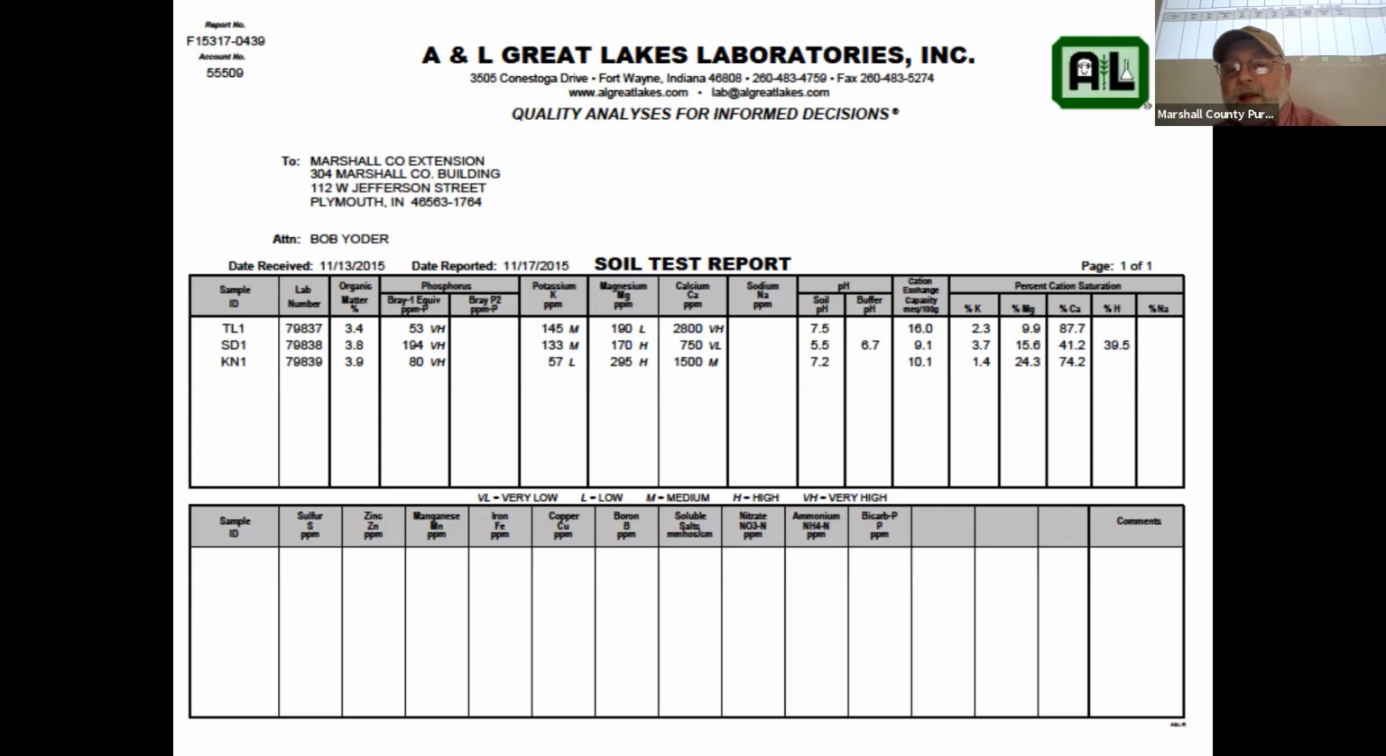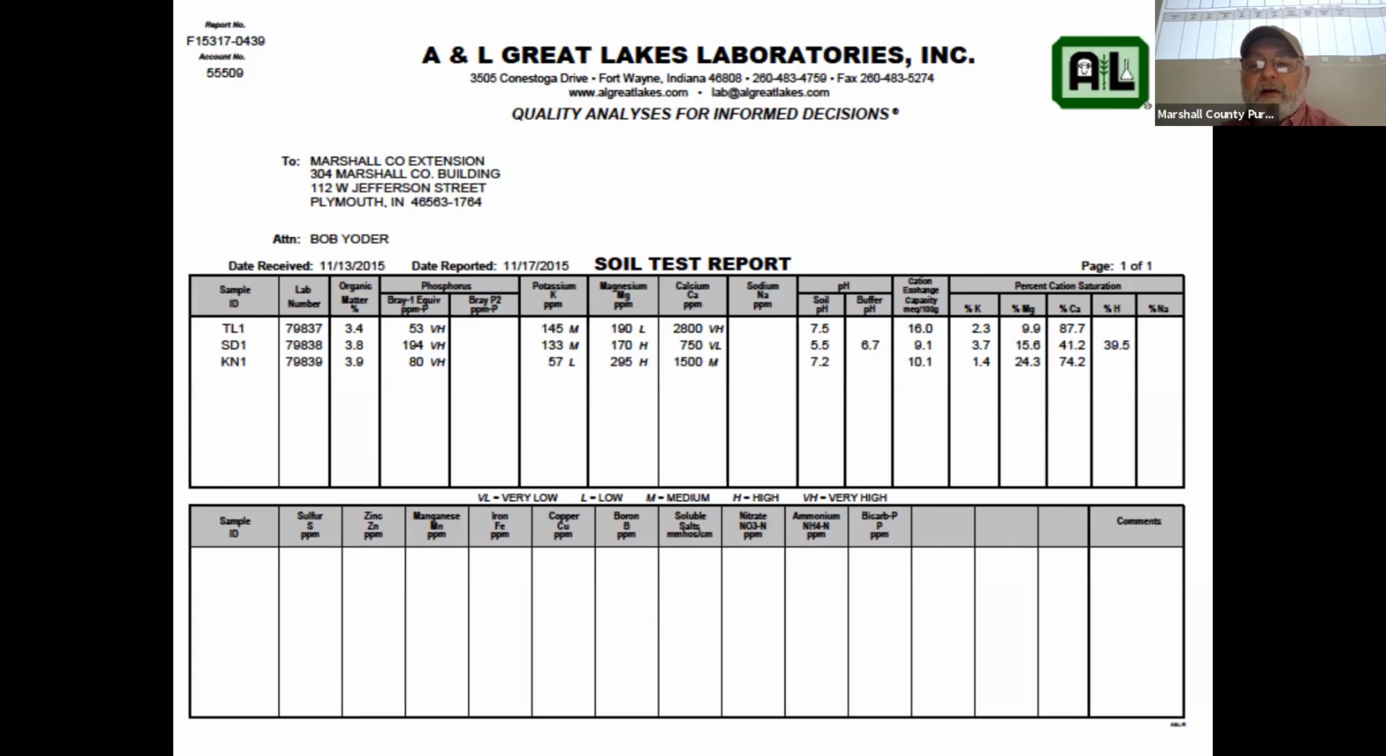And looking at the cation exchange capacity, we have a very high one for the first soil, the TL1, for a mineral soil. And the organic matter is at 3.4, so it's a soil that probably has some clay in it because of that higher cation exchange capacity compared to the other ones.